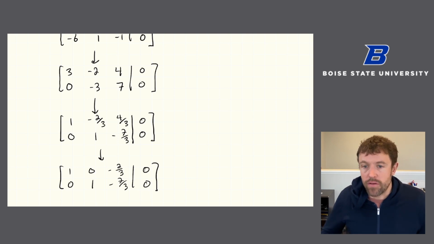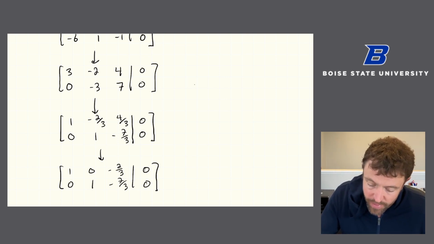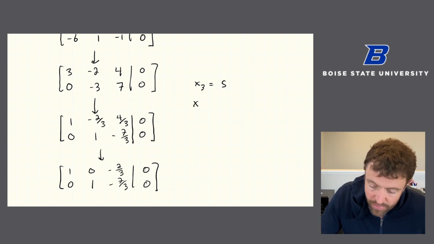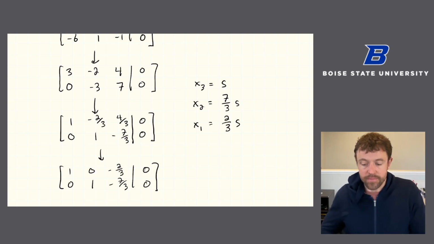And now I have to go and solve this. Or sorry, now I have to translate this into the actual solution. So I've gotten as far as I can with matrices, right? Now converting this into solutions, we have a free variable. So x3 is s. And then I have x2 is 7/3 s. And x1 is 2/3 s.